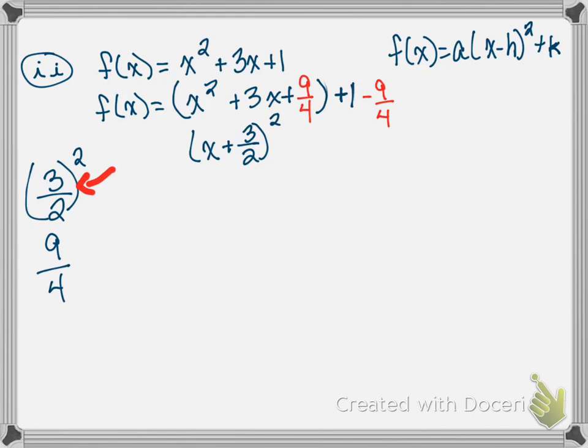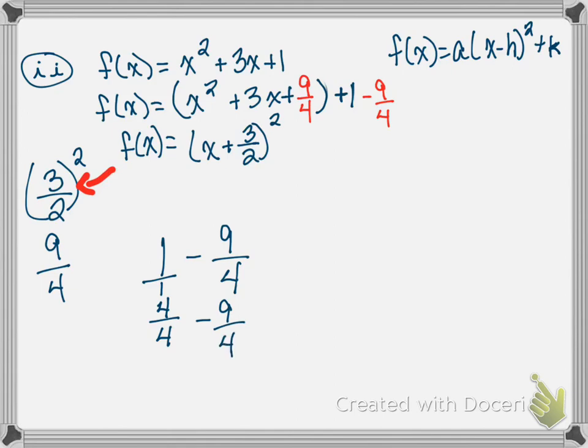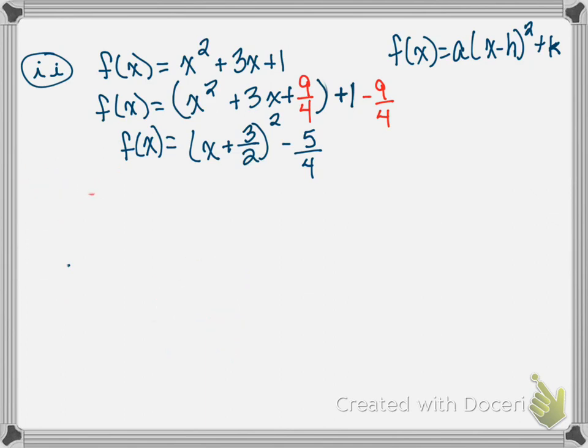Okay? Then I'm doing some fractions over here. So I have 1 minus 9 over 4. I have to change my 1, that's 1 over 1, to 4 over 4. I haven't changed the value of that. I've just made a common denominator. 4 over 4 minus 9 over 4 is going to be negative 5 over 4. Okay, so now we have our quadratic in vertex or standard form.